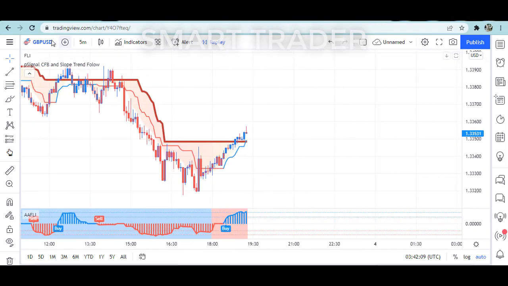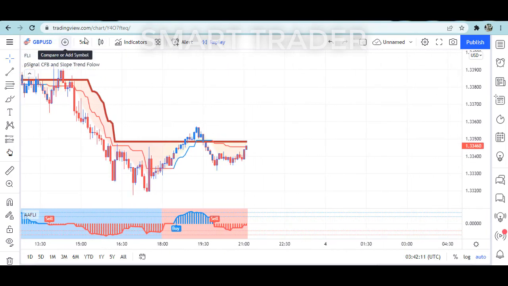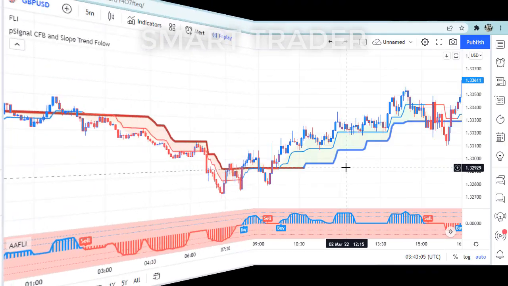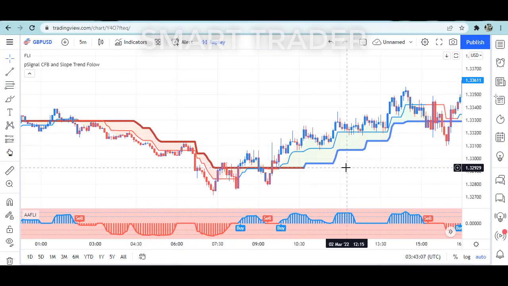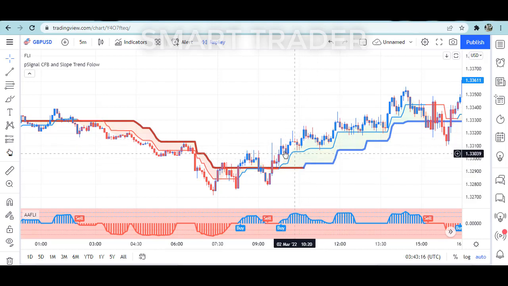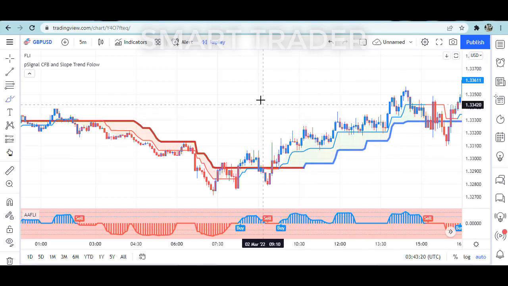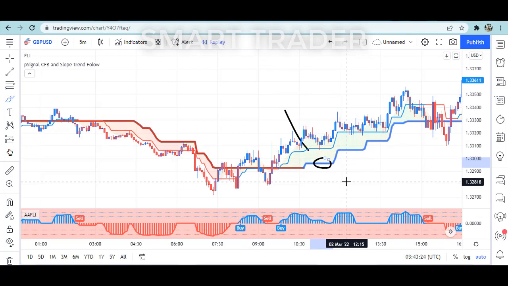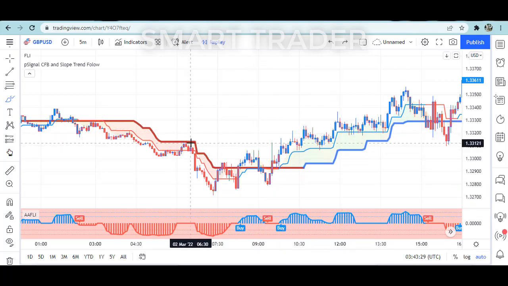This is the GBP/USD pair and 5-minute time frame. Now I will show you just a few examples for buy and sell trades. For the buy trade, you need all three indicators to signal a buy: blue, blue, and blue. And you need the right context.